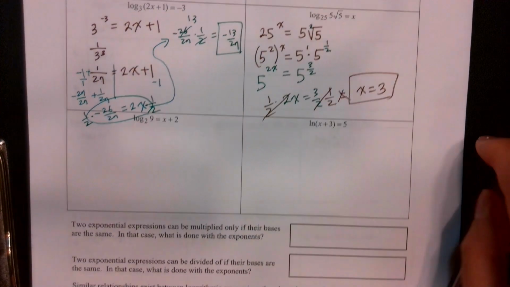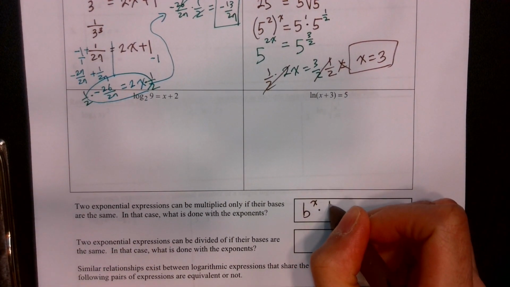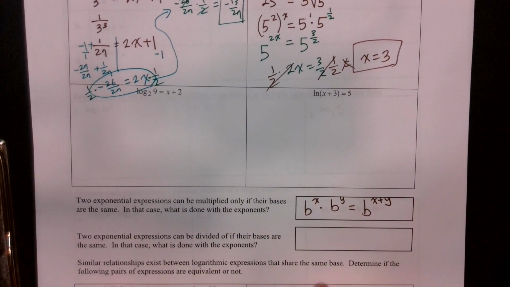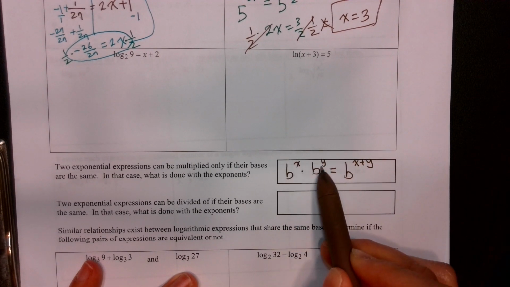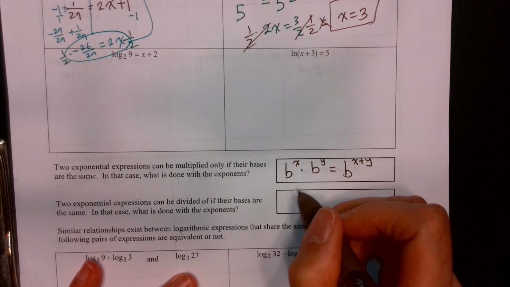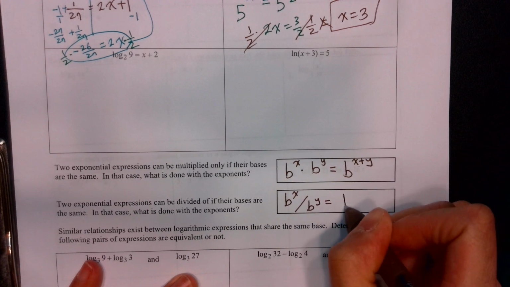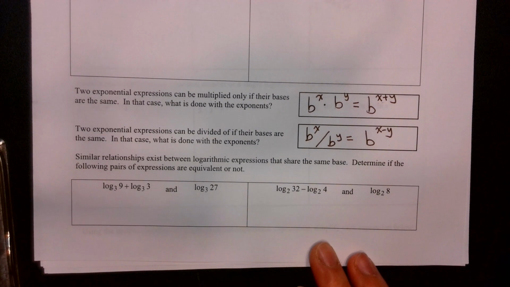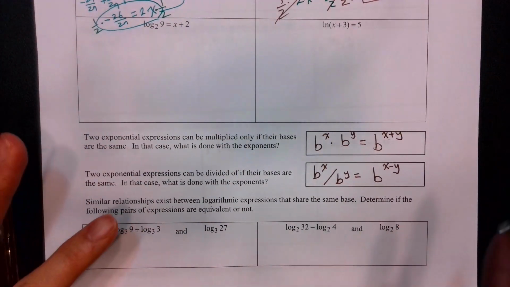So that's where we're going to write it here. b to the x power times b to the y power is equal to b to the x plus y power. When you're multiplying with the same base, we add the exponents together. Same thing with the division. When you're dividing with the same base, we subtract our exponents. Okay? All right, now pause.